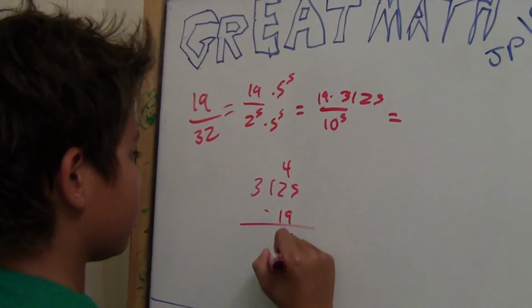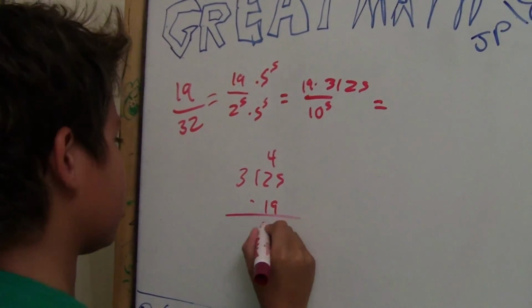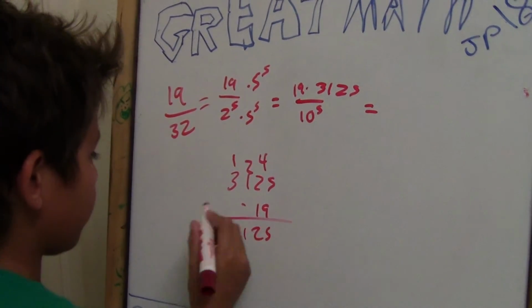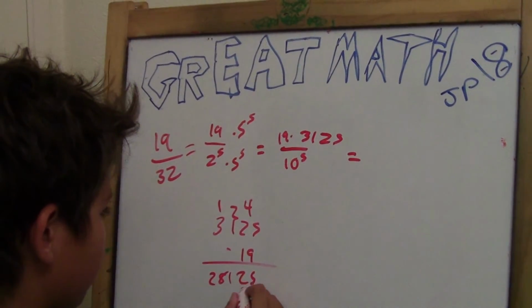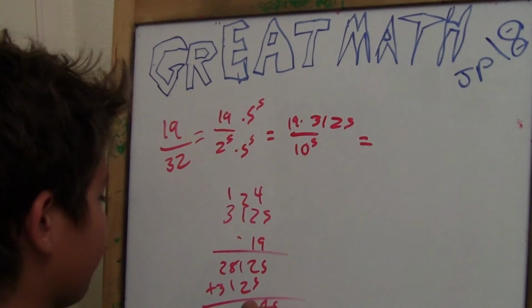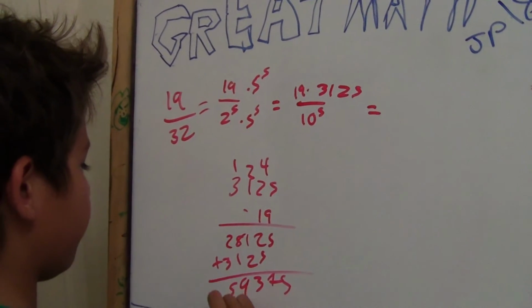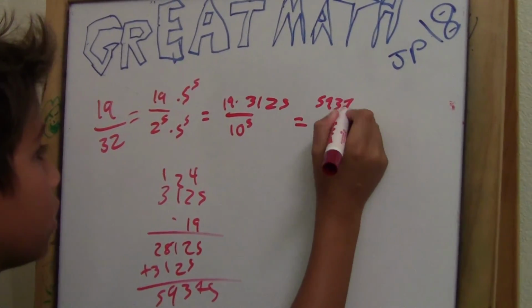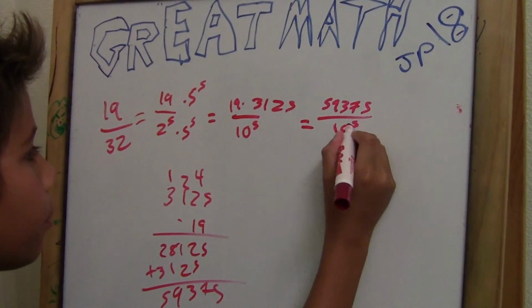Then exact same things for this. You add all of it. Okay, so it's 59375 over 10 to the power of 5.